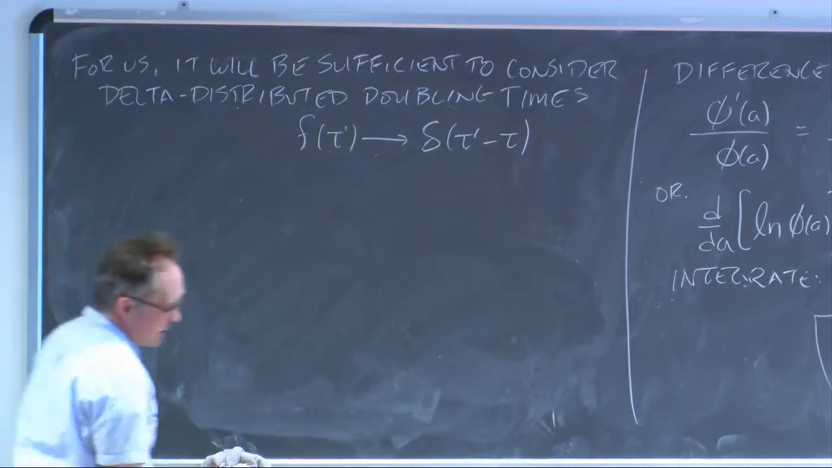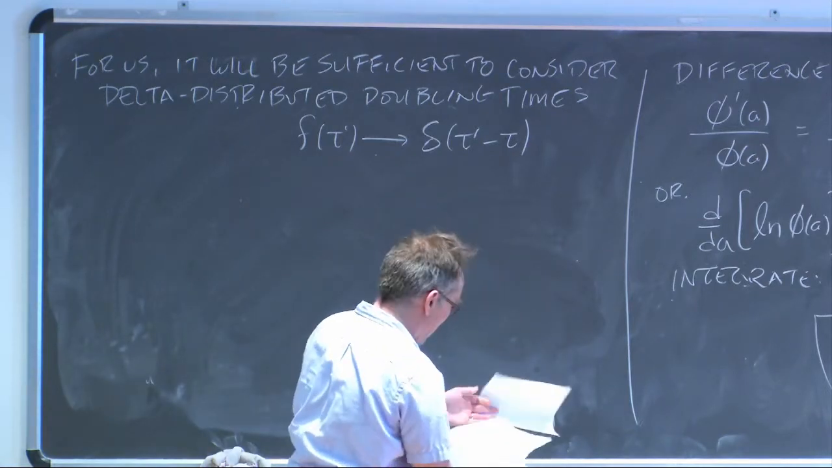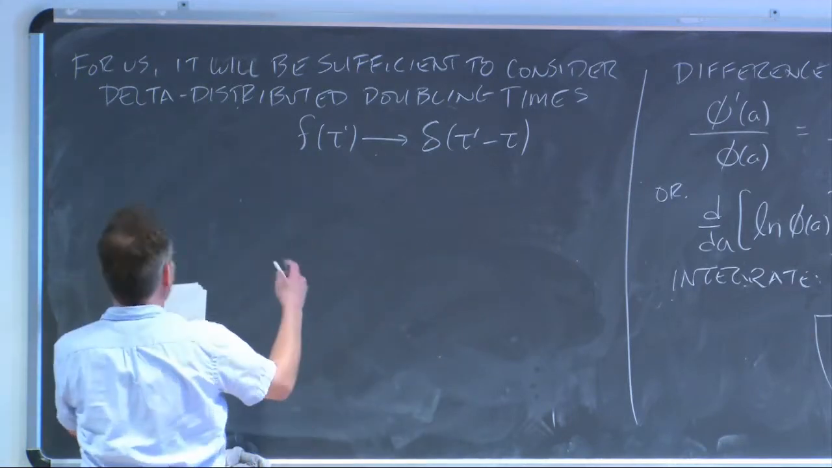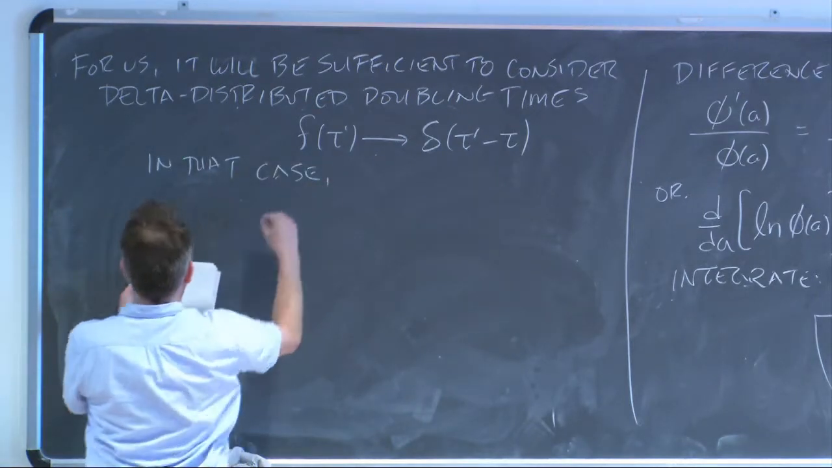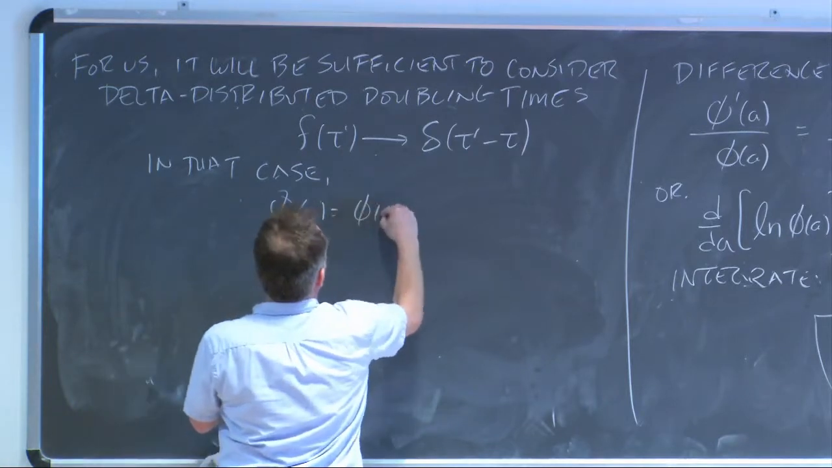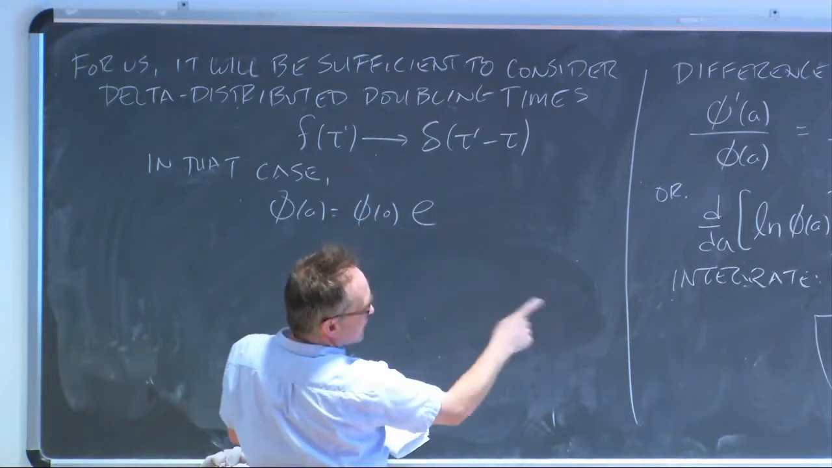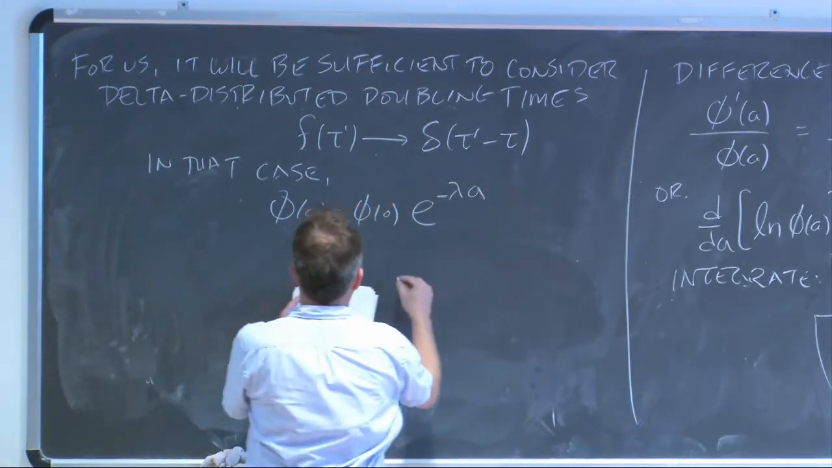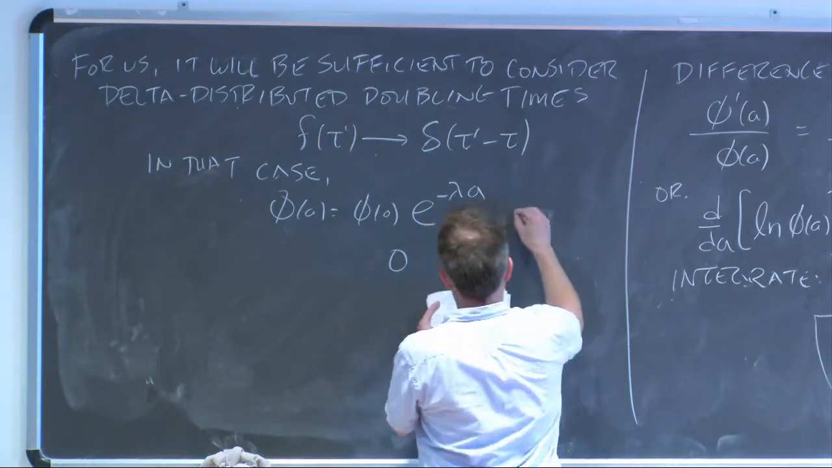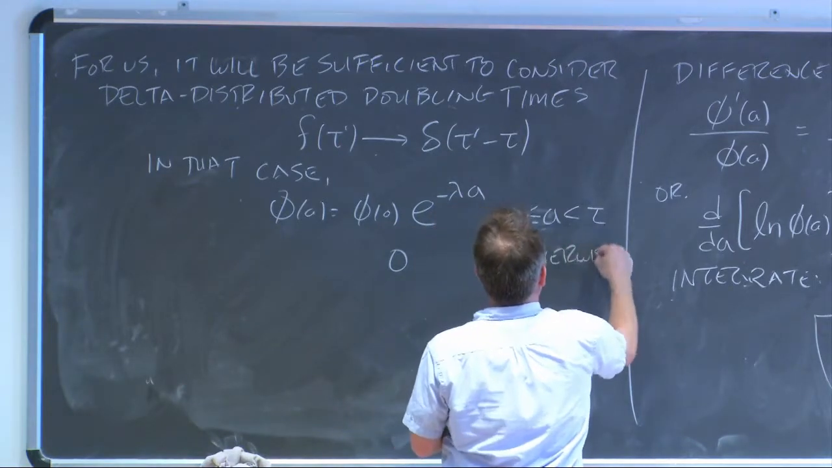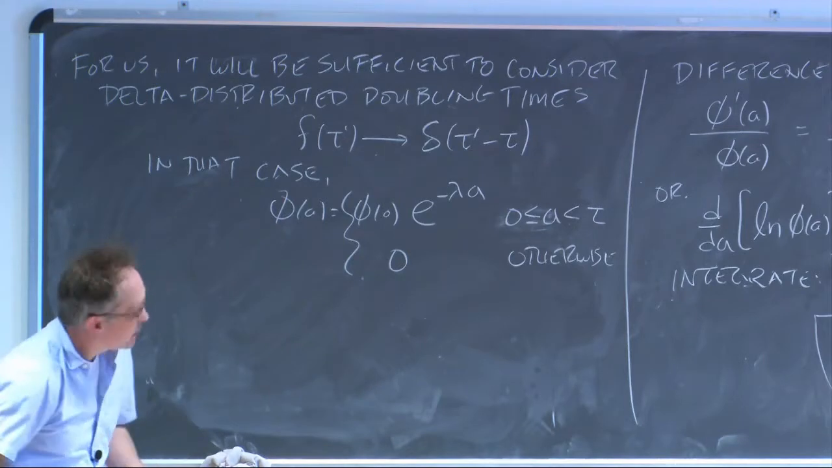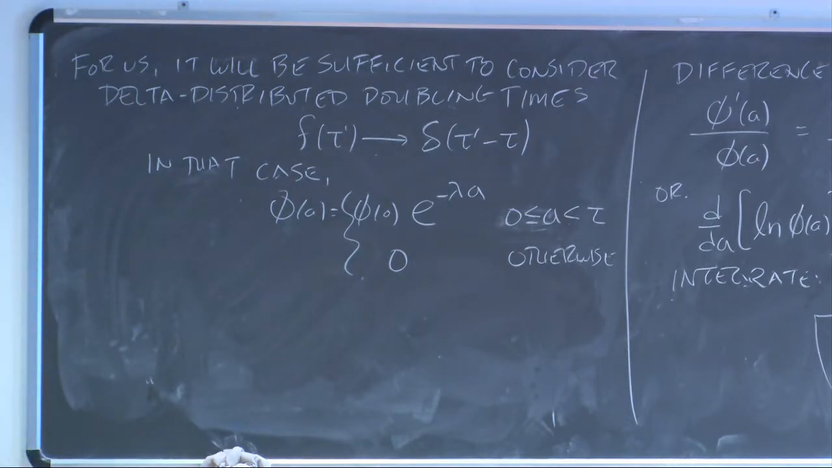Right, so this will then give us that phi A is going to be phi at zero e to the negative lambda A, or zero. So this is for A between zero and tau, and this is otherwise. If I did that right. Sorry, which part? This part?